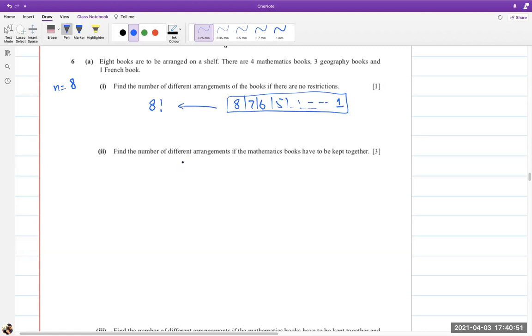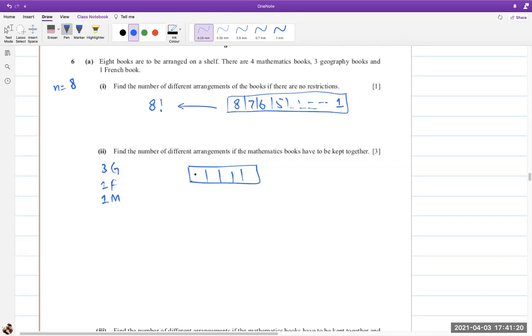Next it says find the number of different arrangements if maths books have to be kept together. All right, so now our library will look like this. You have 3 geography books, you have 1 French book, and you have 1 math section. You don't have 1 math book now. It's a whole section that's going to remain wherever it is. So it's basically going to be 5 slots.